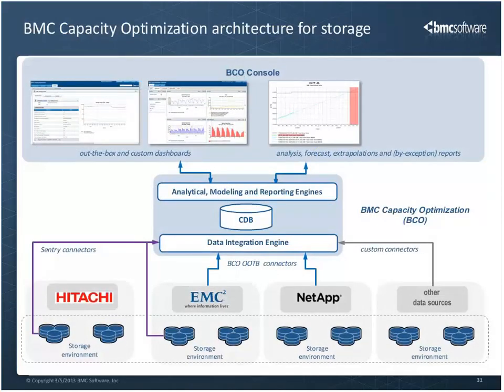So for storage, we can look at the architecture in this way. It's very similar to how we look at it for servers, which is at the bottom from the storage environment, you have connectors. You have out-of-the-box connectors, as you know probably, for some of the EMC block arrays for NetApp filers. And for other data sources, you can write custom connectors. Plus, on the left-hand side, you see Sentry connectors for some arrays. And then the rest of it is the same as usual for BCO. The analytical modeling and reporting engine at the top with some out-of-the-box and custom dashboards. Plus, you can do analysis, forecast, and extrapolations and so on.